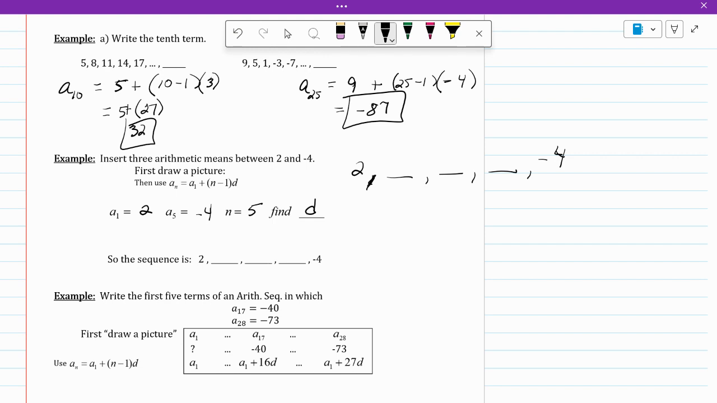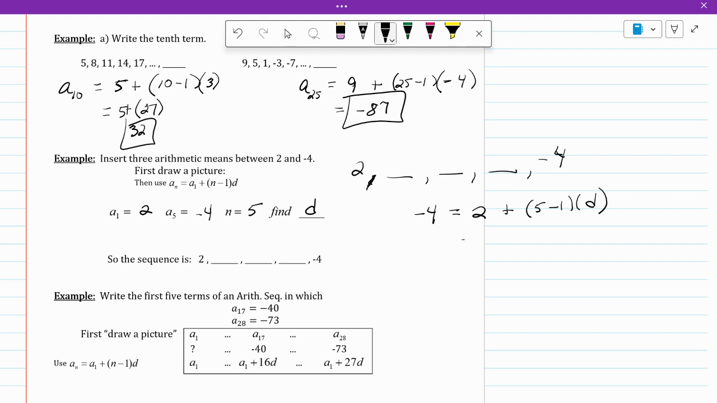So we have to find the difference. That's what we have to find. So we're going to use the formula. So we're going to say a sub 5, which is negative 4, is equal to a sub 1 plus n minus 1 times the difference. So we know everything except the difference. So let's see. We're going to solve for d.